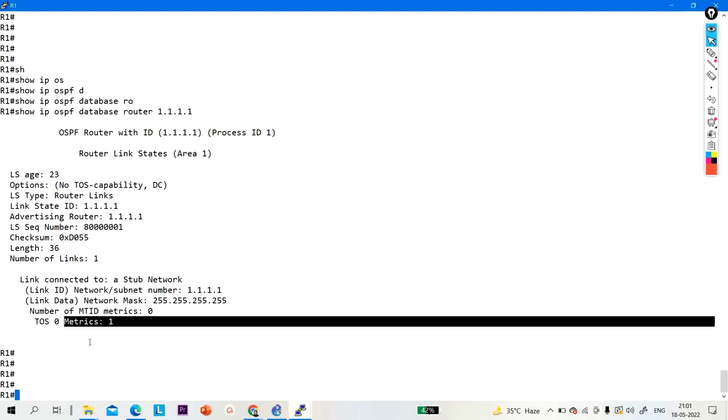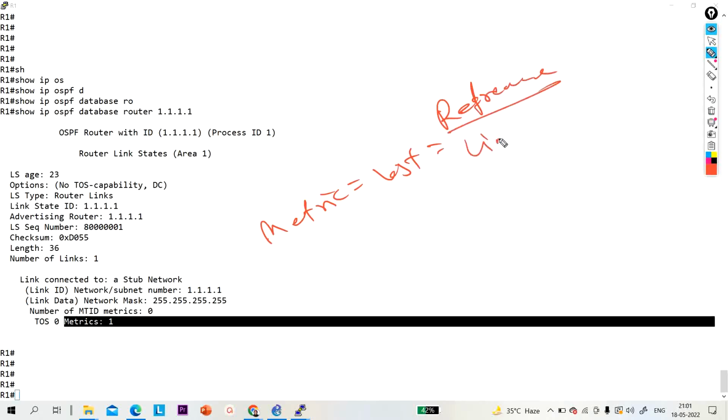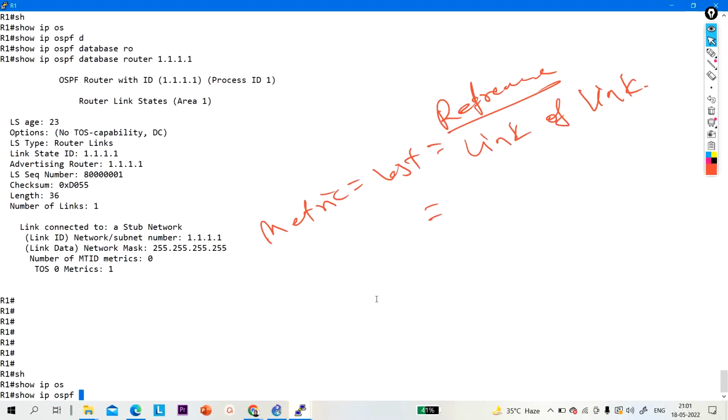How does OSPF calculate metric 1 for this loopback? Tell me. Because it is directly connected? How does an OSPF router calculate metric? What is the formula? Metric is your cost: reference bandwidth divided by link bandwidth. What is the reference bandwidth by default in OSPF? 100.